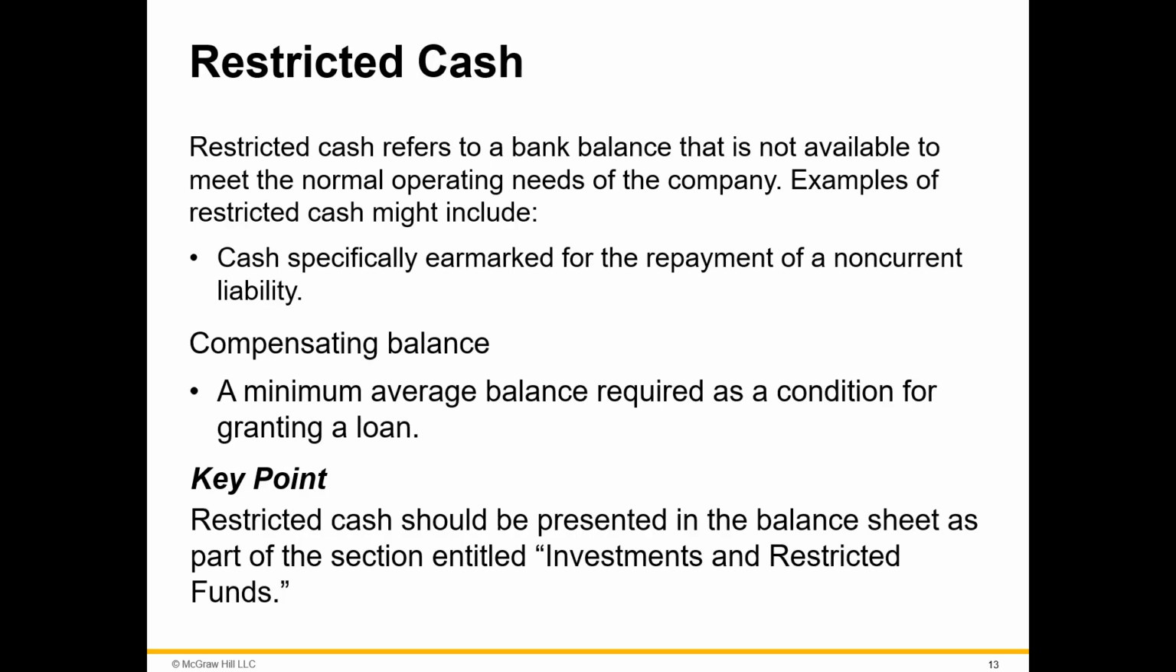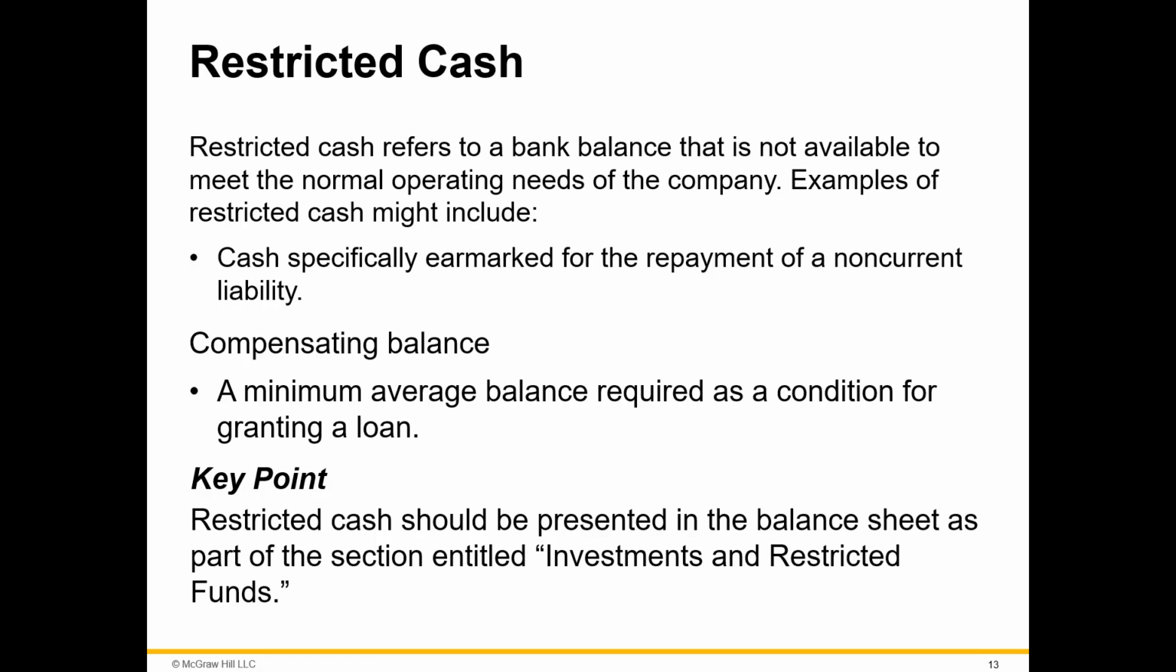Now, restricted cash means it's not available for the normal operating needs. It can't just be used for whatever. It's going to be earmarked or protected, essentially, for the repayment of a non-current liability. For example, if you were a bondholder and the bond was about to be due, or a loan about to be due, you'd want to make sure there's going to be cash available when it does come due. And if it's just used for everything else and not saved or kept for that particular purpose, then it might not be there when needed.